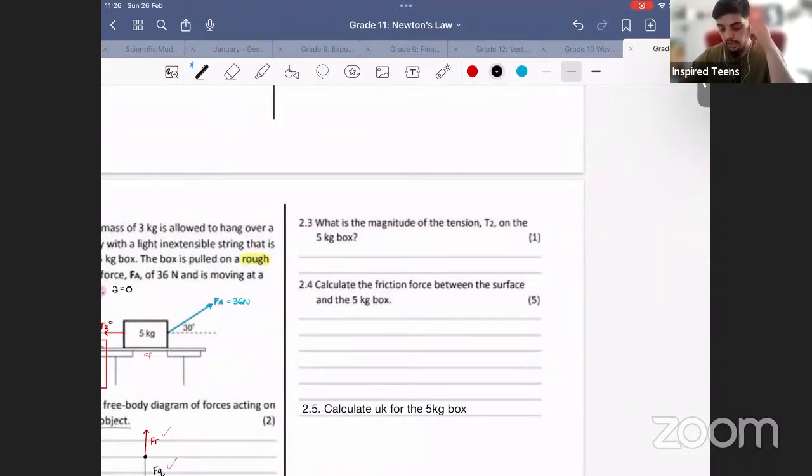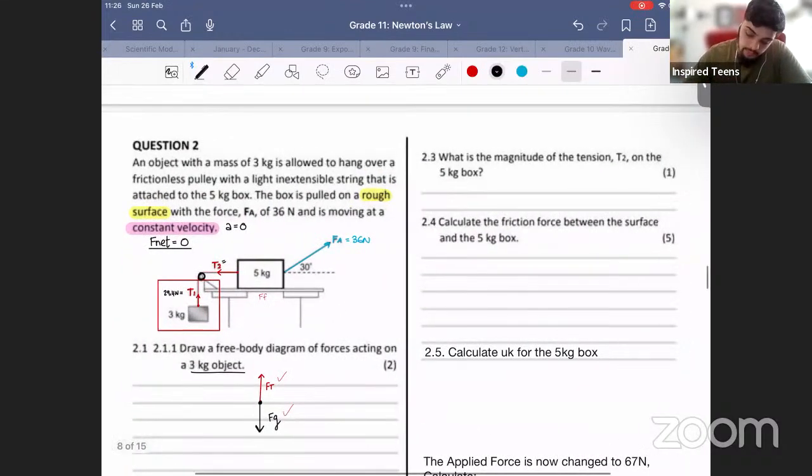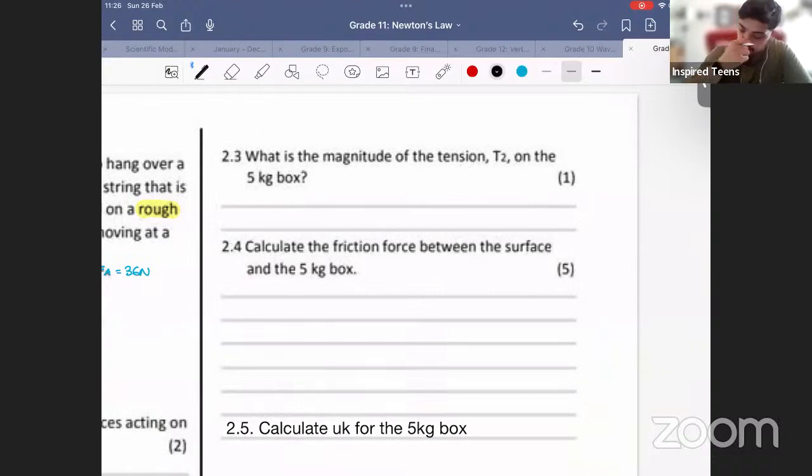What is the magnitude of tension T2 on the 5 kg box? Okay, we know this answer. We've answered it already. That's where they asked the magnitude of tension T2 on the 5 kg box. It's the same as the tension on the 3 kg box, 29.4 newtons.